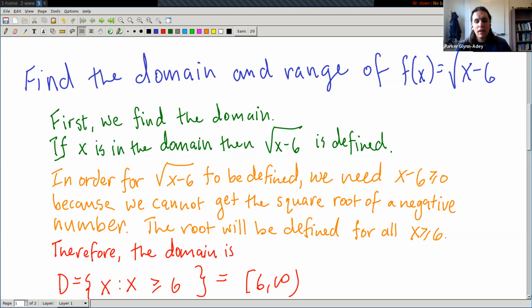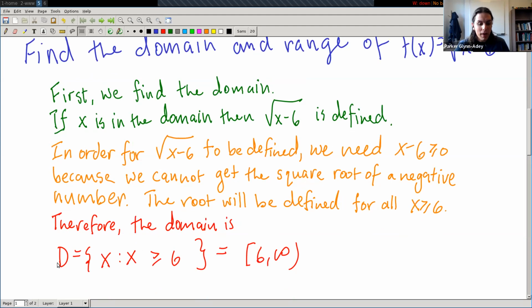Very straightforward. Then we get into the harder part, the orange part of the solution, where we have to actually come up with an idea. In order for the square root of x minus 6 to be defined, we need x minus 6 to be bigger than or equal to 0, because we cannot take the square root of a negative number. Square root's not defined for negative numbers. The root will be defined for all x bigger than or equal to 6. That's what we need. We need the root to be defined. Therefore, our domain is all of the x such that x is bigger than or equal to 6, which we could also write in interval notation.